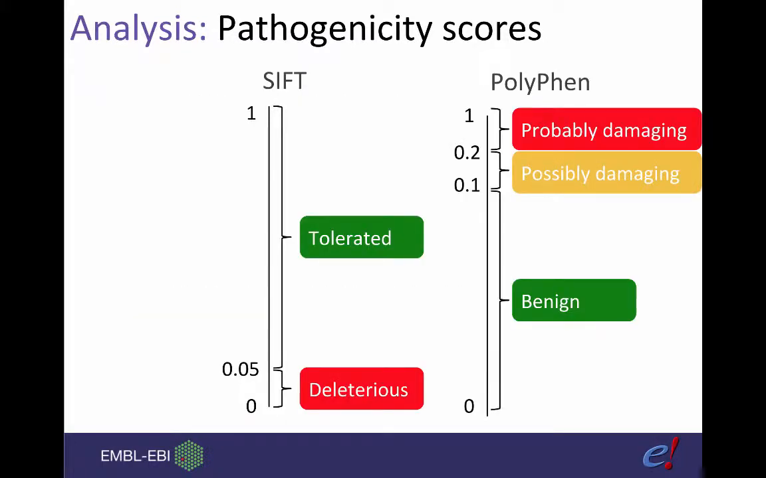Both of these scores are rated from 0 to 1, but unfortunately they are rated in the opposite direction to each other. For SIFT, score values closer to 0 are more deleterious, whereas for PolyPhen, scores closer to 1 are more damaging or deleterious. We will highlight these scores in Ensembl. We'll also highlight them with these colors, and also the terms if you click or hover over these colors, in case you are colorblind, for example.